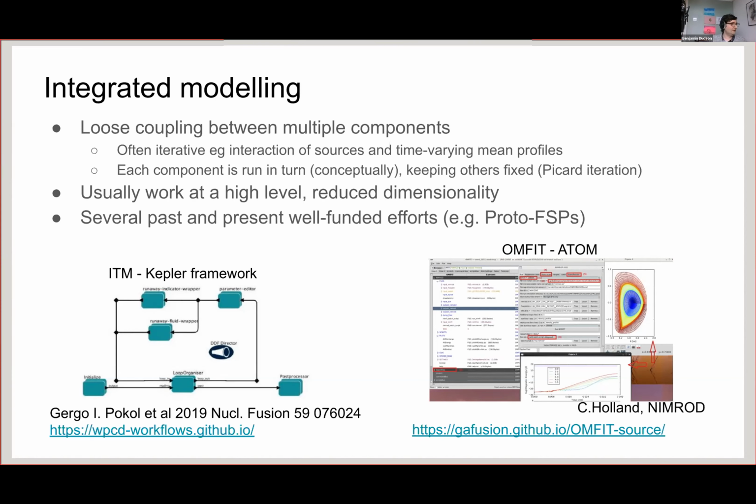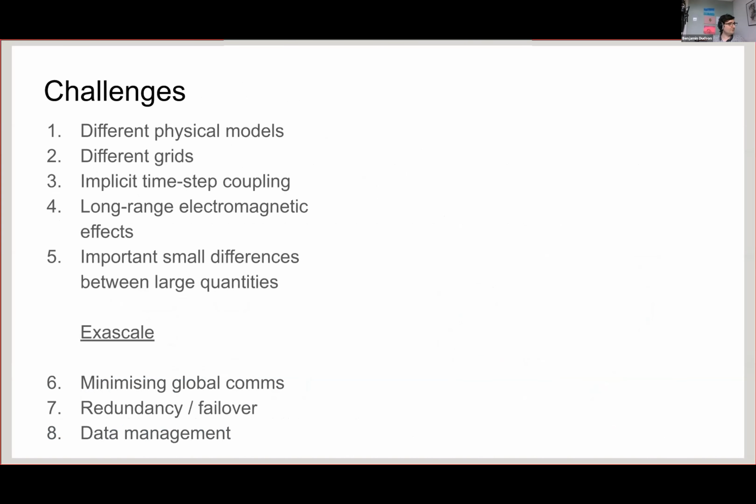Okay, thank you. So finally, I come on to the challenges. I've mentioned a few of them as I went through. I'll just try and summarize that we're dealing with a whole lot of different physical models. There are lots of different processes that need to be integrated with each other.